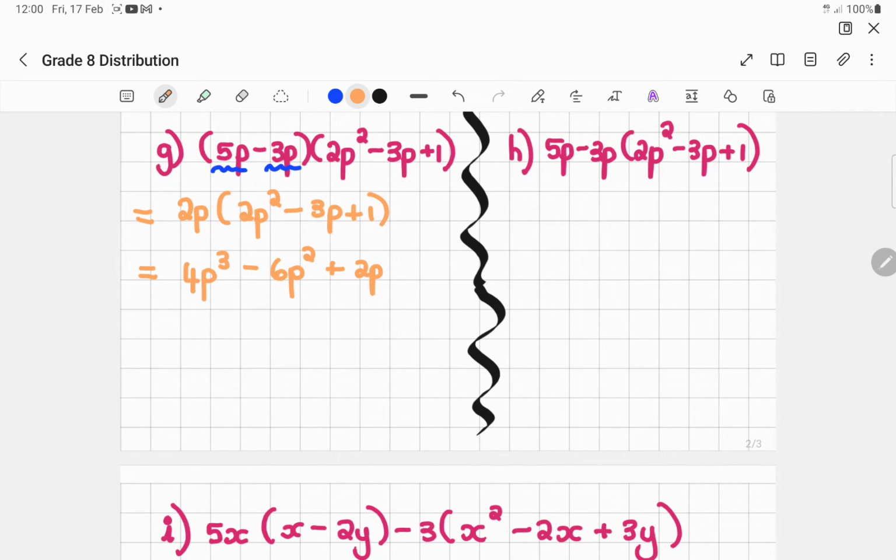Let's just check it again. 2 times 2 is 4p to the power 3, minus 2 times 3 is 6p to the power 2. Positive times a positive is a positive. 2p times 1 is 2p.